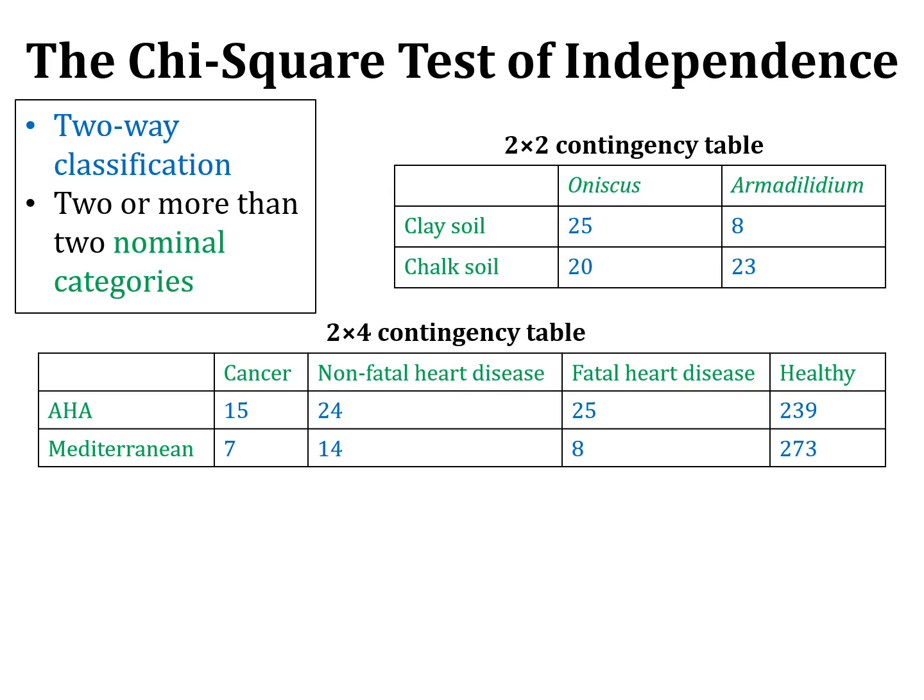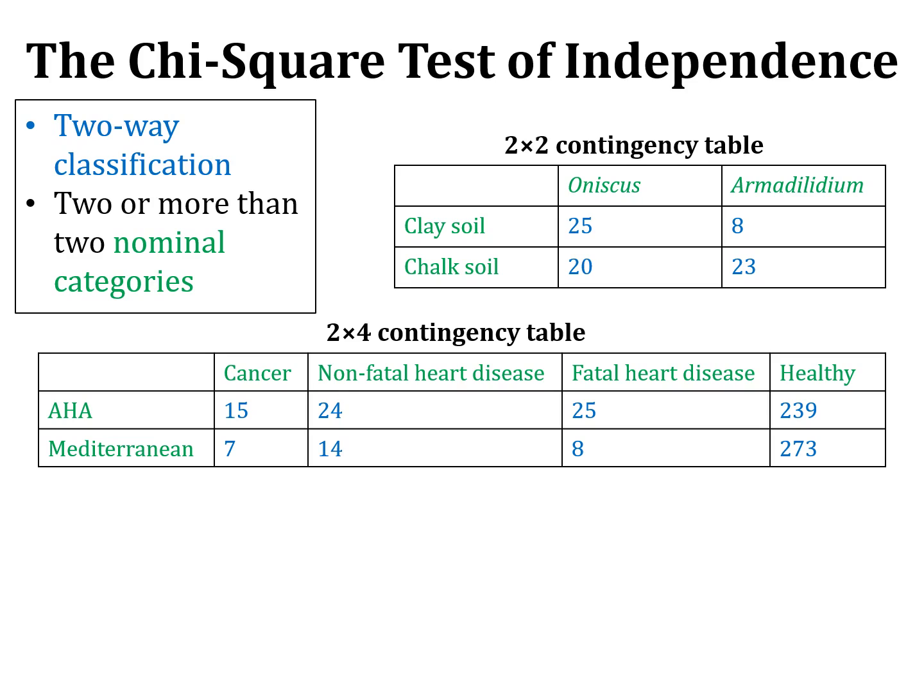Then 25 is the number of fatal heart disease cases on the AHA diet, and 8 is the number of fatal heart disease cases on the Mediterranean diet. Then 239 is the number of healthy individuals on the AHA diet, and 273 is the number of healthy individuals on the Mediterranean diet. So this contingency table has 2 variables, the diet and the health status. One variable is presented in rows and the other in columns. So this is a 2 by 4 contingency table.